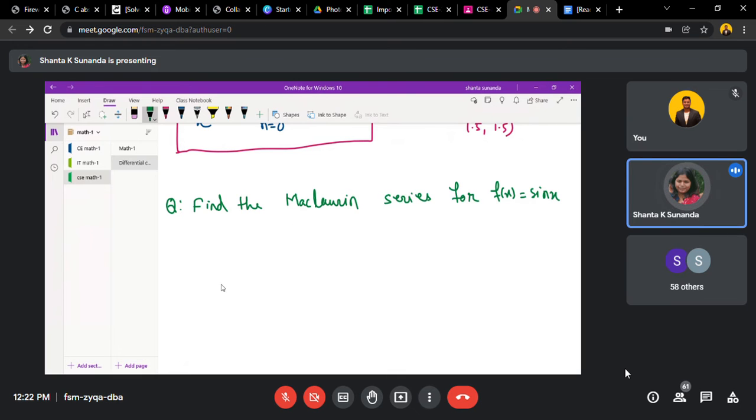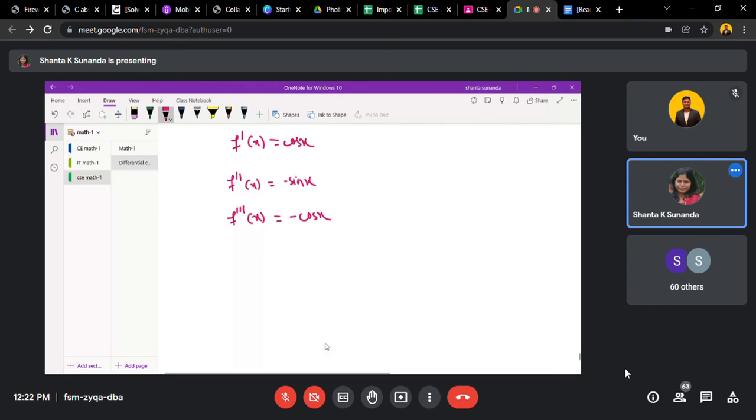So we will find the derivatives. As I said, sin x is infinitely differentiable. Let me do this one. We write f(x) equals sin x. Then the first derivative is cos x. The second order derivative is minus sin x. The third order derivative is minus cos x. Then the fourth order derivative is sin x.